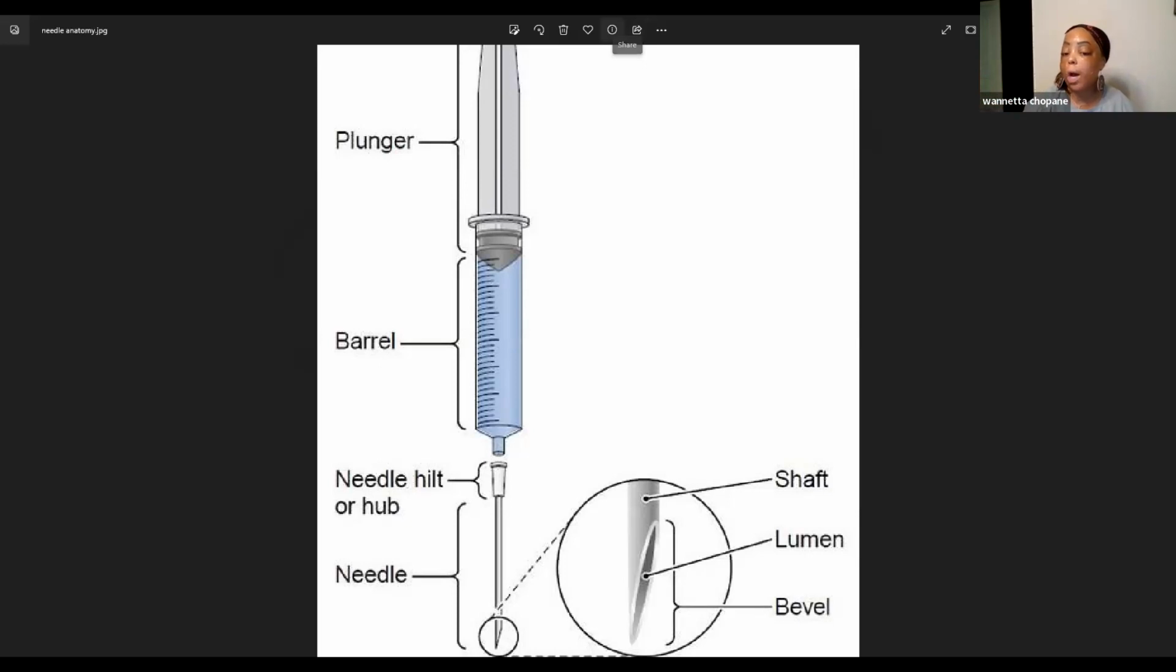So if I ask you, what is the lumen? What does the lumen really mean? What is the part of the needle that says the lumen? What does that mean? I hope that you tell me that's the size of the hole of the needle. If I ask you what's the bevel, you should tell me that is the actual hole of the needle. The lumen is the size. That's how you know what size needle you have, okay? So I need you to know and to remember these things, okay?